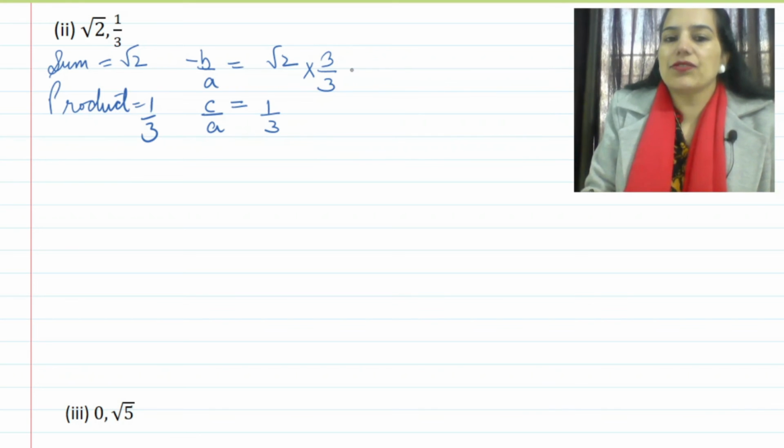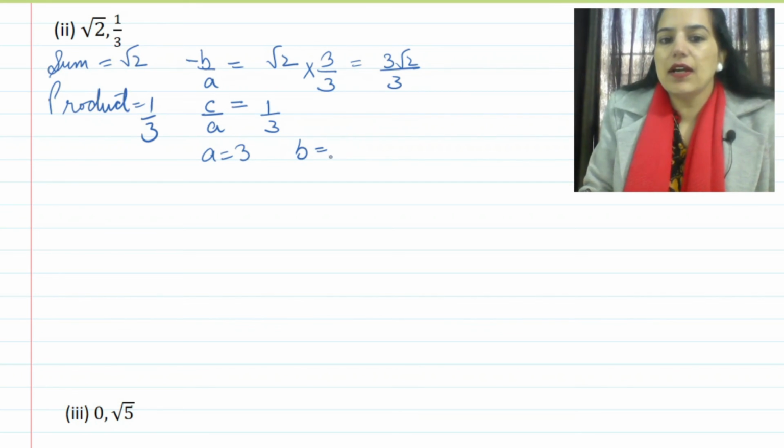So multiply by 3. So I get 3 root 2 by 3. Now a is same in both the cases, which is 3. So what will be b? I'll transpose this minus sign to that side. Minus 3 root 2. And what is c?